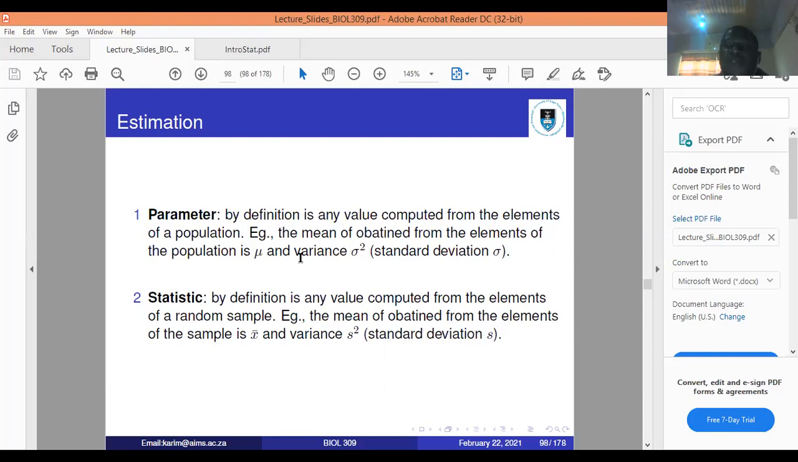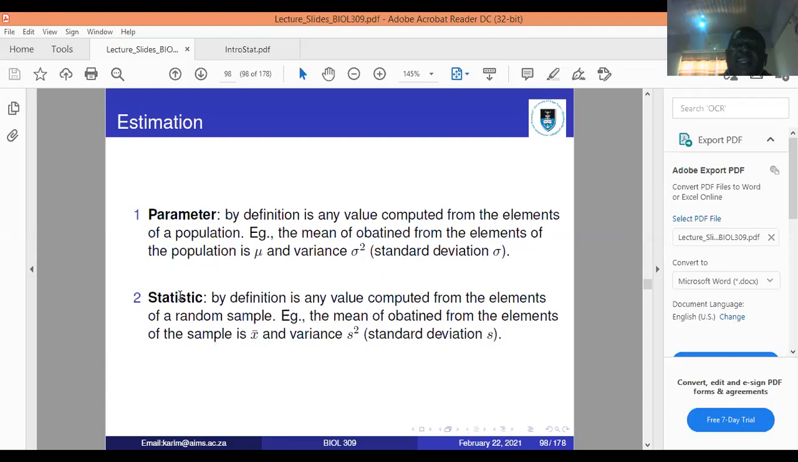So we want to differentiate the parameters here. If you use the population data, that is, if you gather data on the entire population and you compute the mean, we use the mean to represent that. If you use the population data and you compute the variance, we use the sigma square to represent that. If it is the standard deviation, we use just sigma.